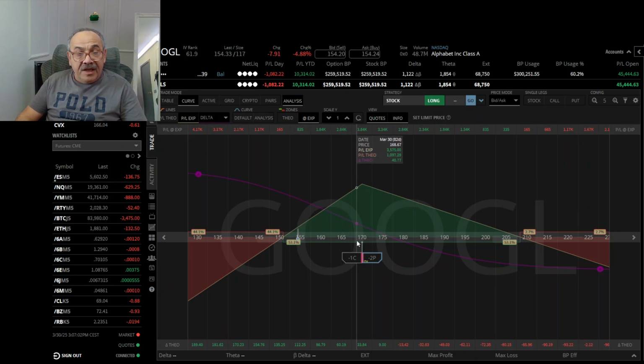Even though we still have lots of extrinsic value because it's 80 plus days till expiration, this is why it's a good adjustment. Just instead of moving the strikes which we already have, maybe it's a good time to add new layers, but we will see.